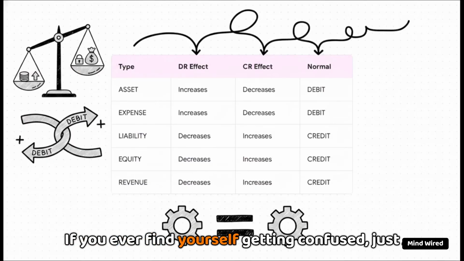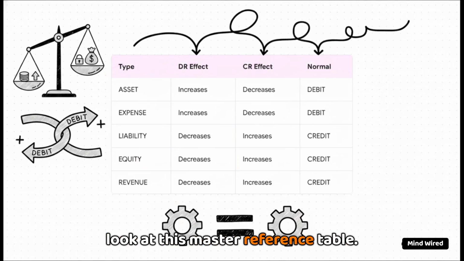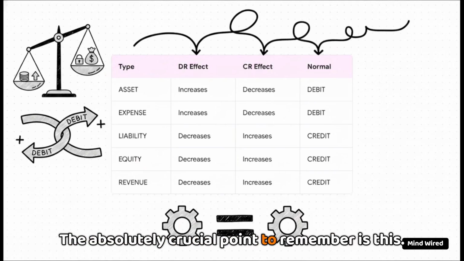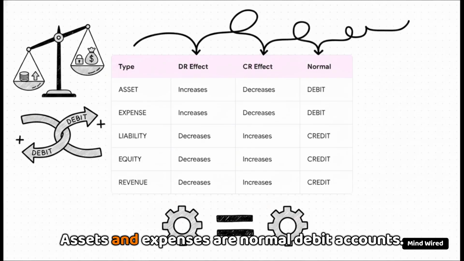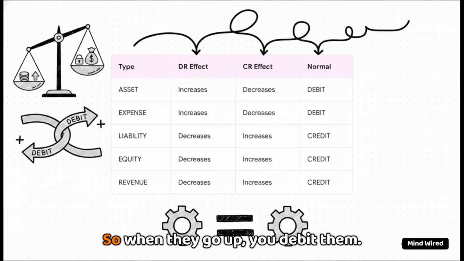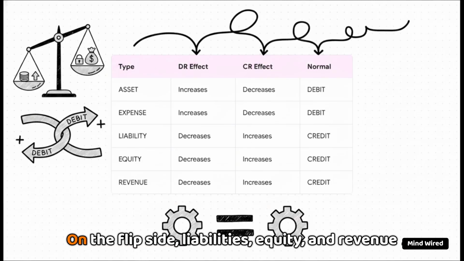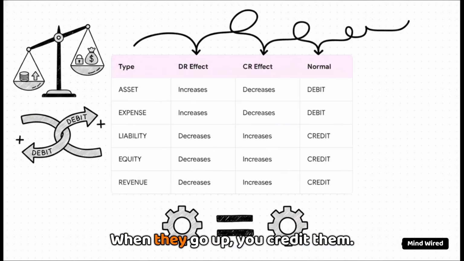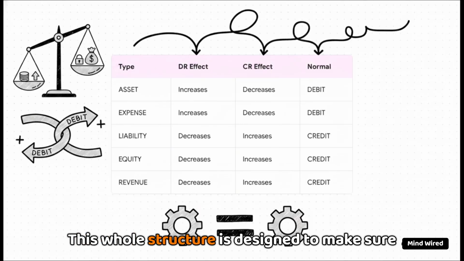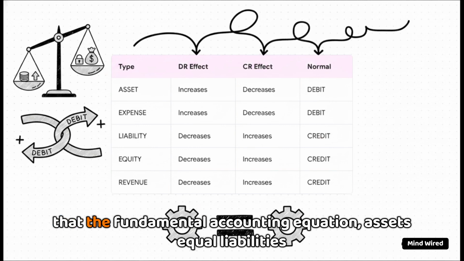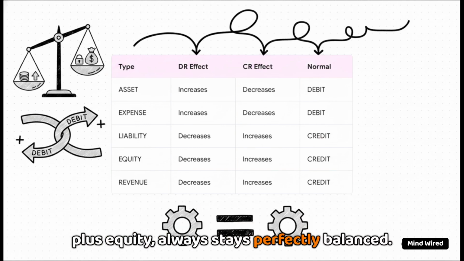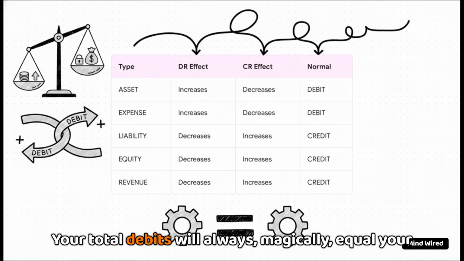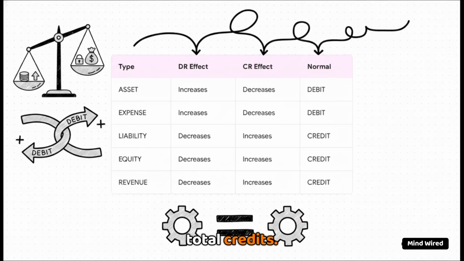If you ever find yourself getting confused, just look at this master reference table. The absolutely crucial point to remember is this. Assets and expenses are normal debit accounts, so when they go up, you debit them. On the flip side, liabilities, equity, and revenue are normal credit accounts. When they go up, you credit them. This whole structure is designed to make sure that the fundamental accounting equation, assets equal liabilities plus equity, always stays perfectly balanced. Your total debits will always, magically, equal your total credits.